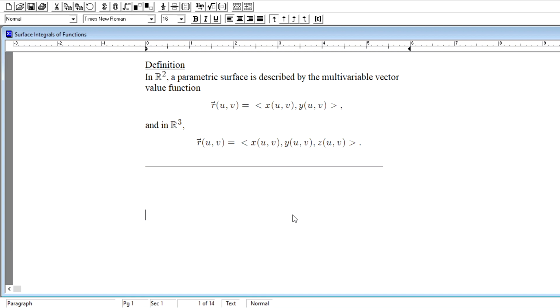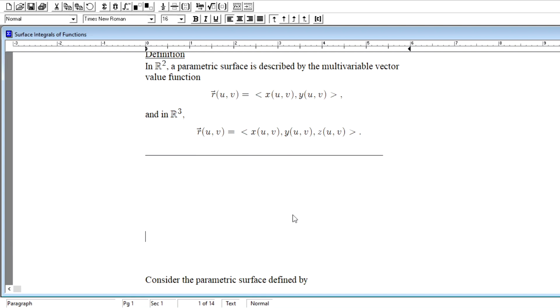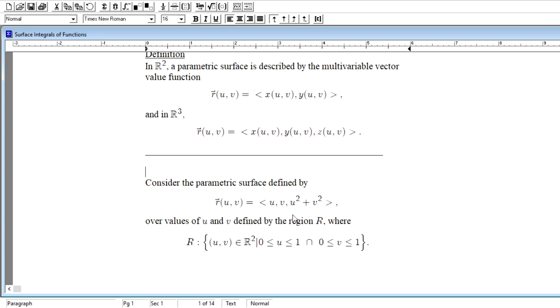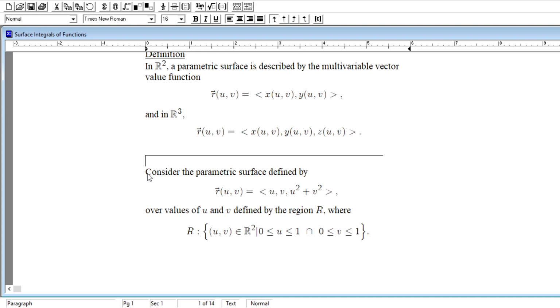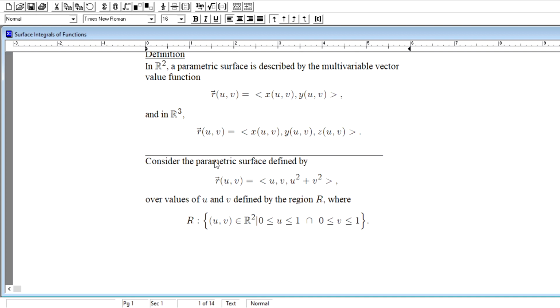All right? We might consider an example here. I do think I delve into an example. Consider the parametric surface here, defined by r bar of u comma v.